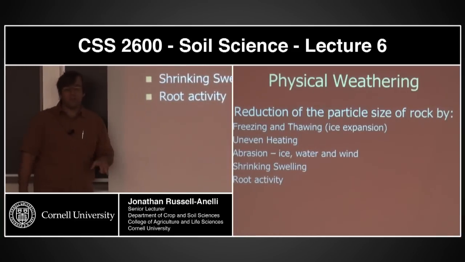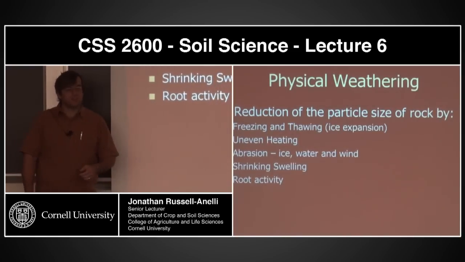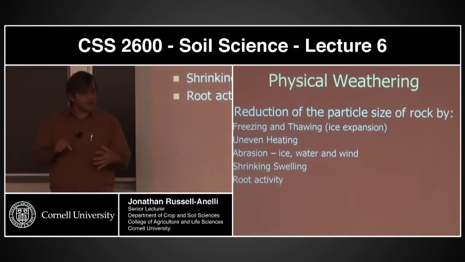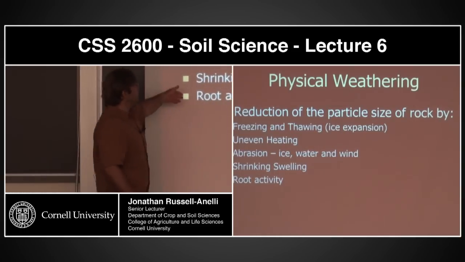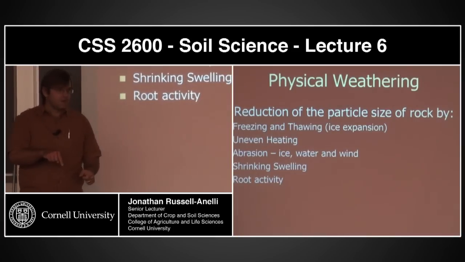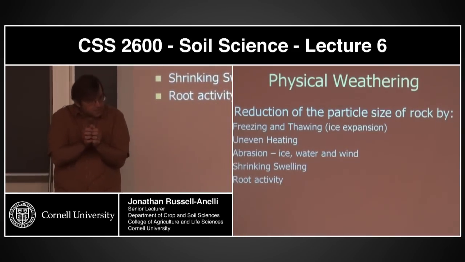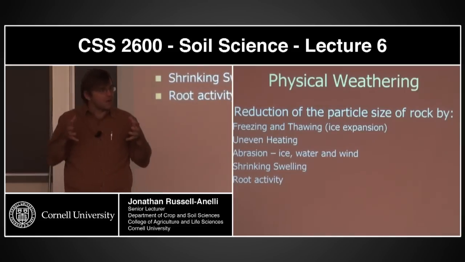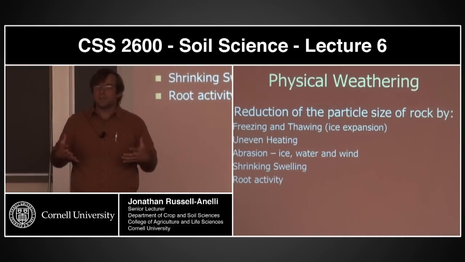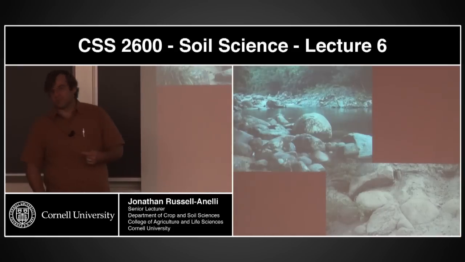Next one is shrinking and swelling. As things get wet and dry, wet and dry, wet and dry. And then finally, biological stuff, roots themselves. If I have a crack, yes, it probably started from something else first, but I got a crack, a root gets down there, that plant is going to start growing, and that root's going to start expanding. And if it starts expanding, it's going to expand that crack, and the thing's going to break. Does that make sense? Okay, so let's give you some examples.